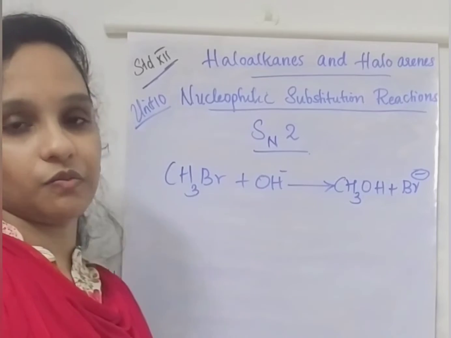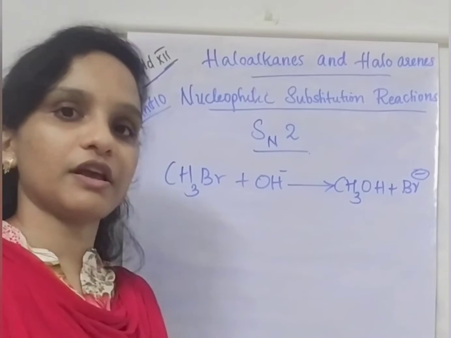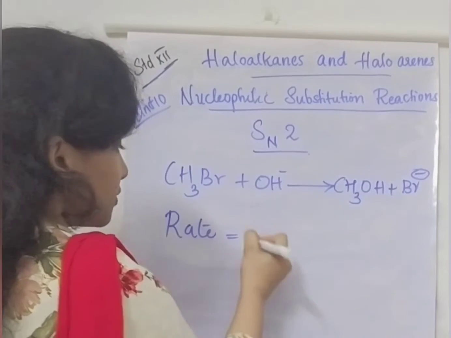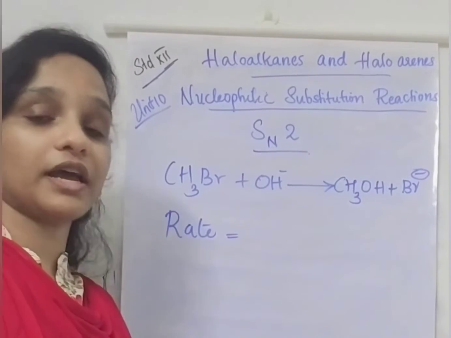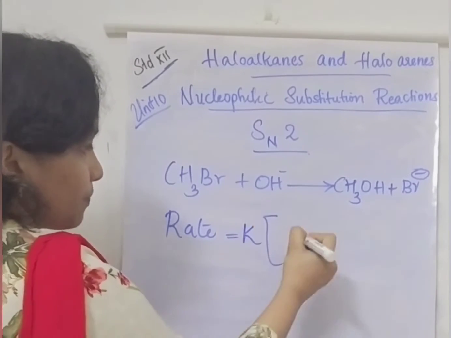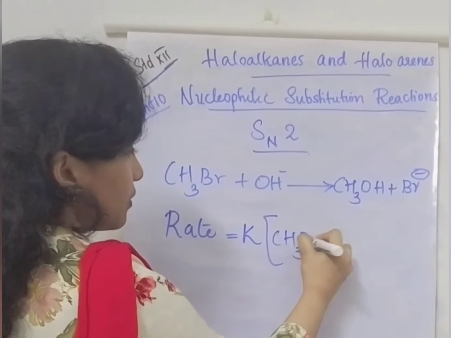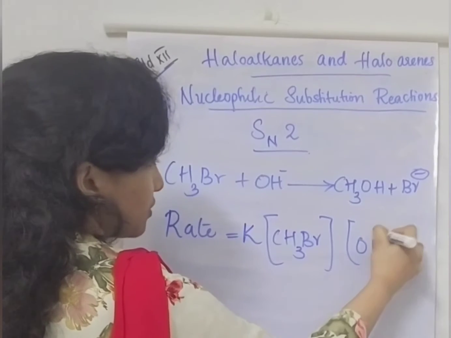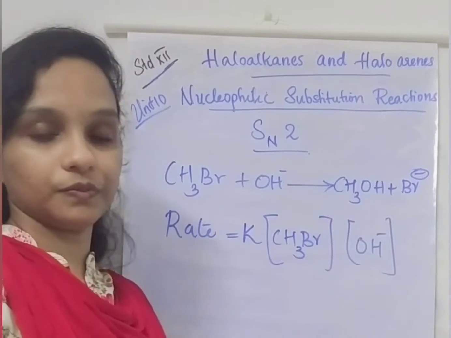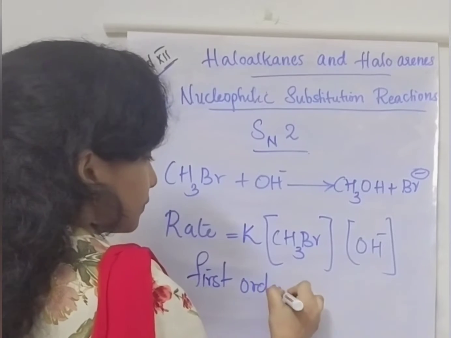Now why is it known as SN2? It follows second order kinetics, which we have studied in the chemical kinetics chapter. That is, the rate depends on the concentration of both the reactants, so it follows second order kinetics. How will you write the rate? Rate is k into the concentration of CH3Br and the concentration of OH minus, where k is the constant. So what will be the order of this reaction? The order will be 2.